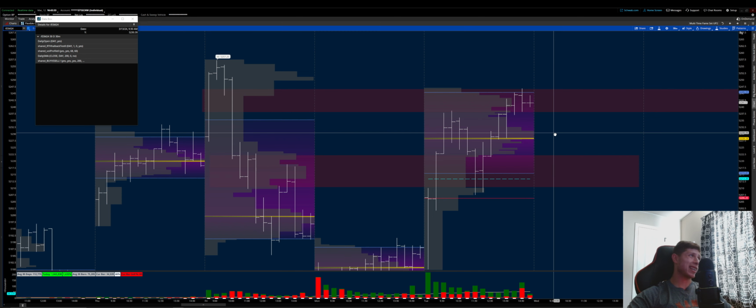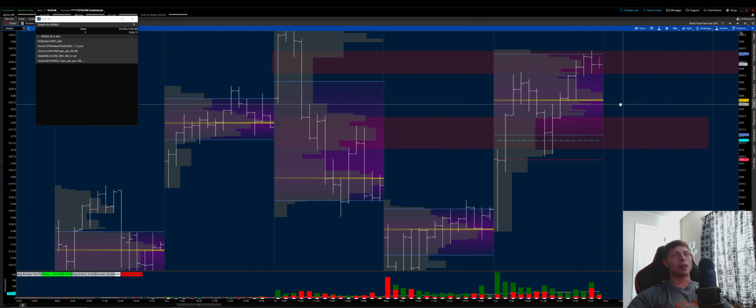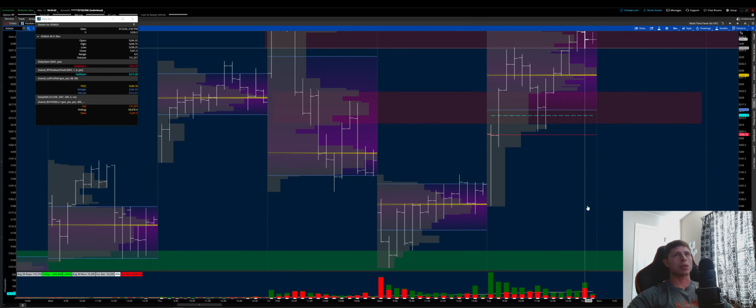We had CPI data that came out a little bit more hot than expected today, but nonetheless didn't really cause much on the downside or really on the upside, in my opinion.